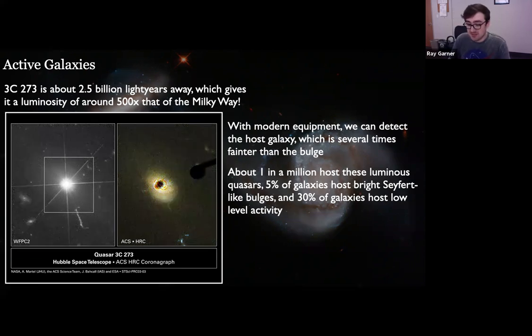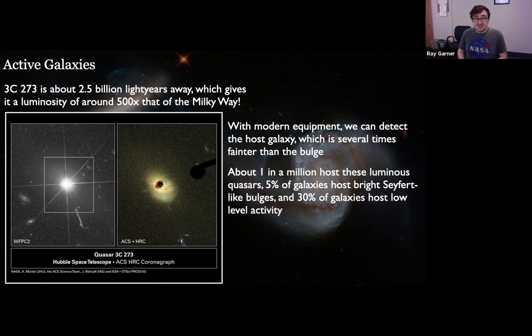Here's a nice, beautiful Hubble image. On the left is what we saw before, where it just looks like a star. But now we've developed techniques to where we can block out that inner part, and we can actually see the underlying disk. And it's several orders of magnitude fainter than the bulge.